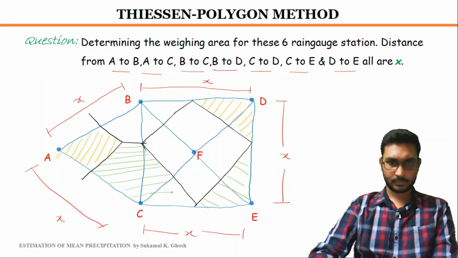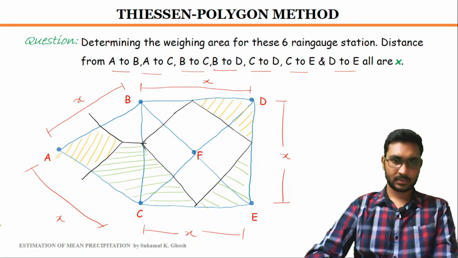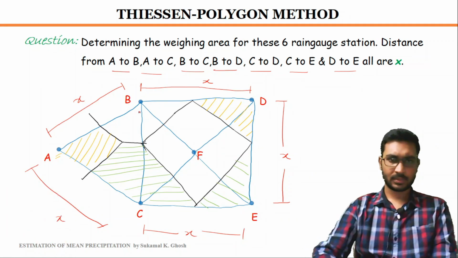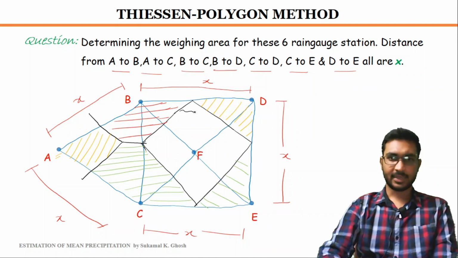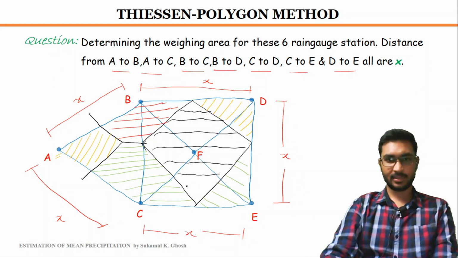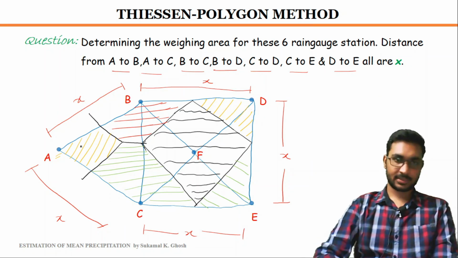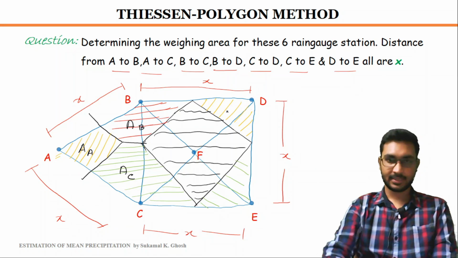Now this total area is the weighted area for B. And last but not the least, this whole area is the weighted area of rain gauge station F. So this is the area of rain gauge station A, this is the area of rain gauge station C, this is the area of rain gauge station B, this is the area for rain gauge station D, this is the area for rain gauge station E, and here is the area for rain gauge station F.